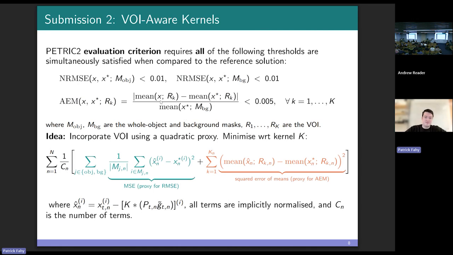And then for the regions of interest, to give us a nice least squares problem, we take this squared error of means as a proxy. But we scale them in some ways, and we tried to work around a good way of scaling these, but it was rather tricky. Just to note, this x_n hat should be an x_{n+1} as well. This is just the proposed next step.